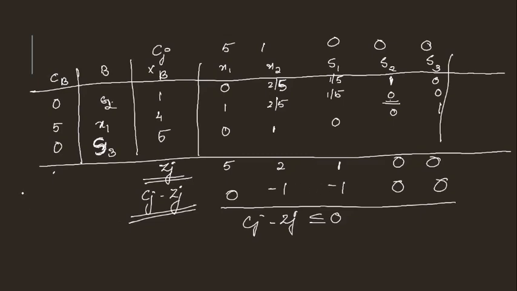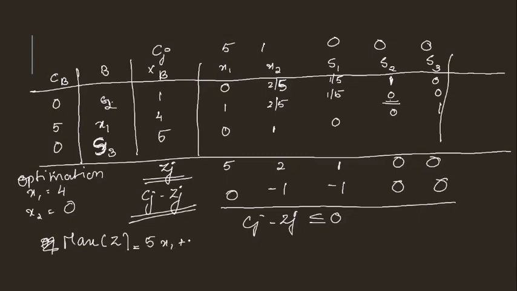Now your solution is what? X1 is equal to 4. You don't have x2 with you, so x2 is 0. These are the optimal solutions. And what about the maximum value? Maximum of z is equal to 5x1 plus x2, which is equal to 5 into 4 plus 0, which is equal to 20.